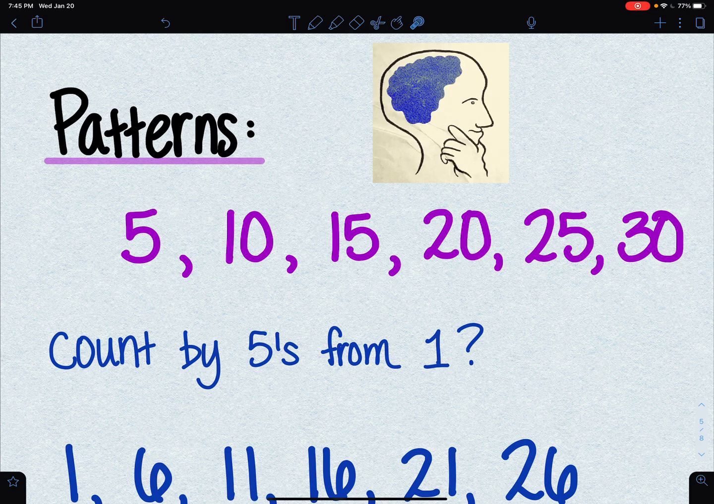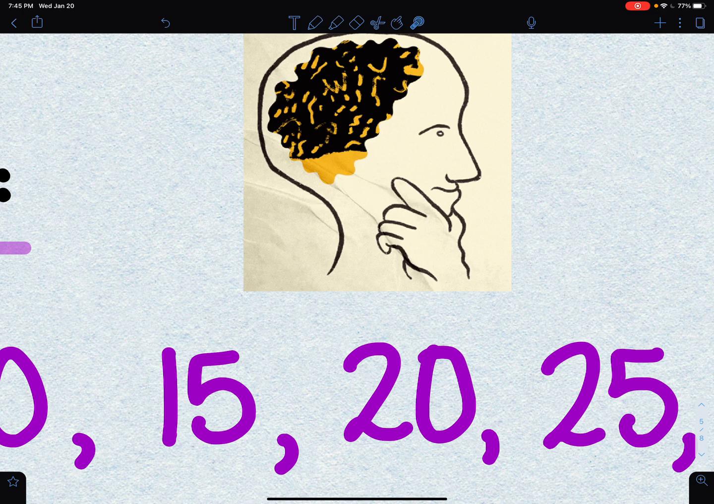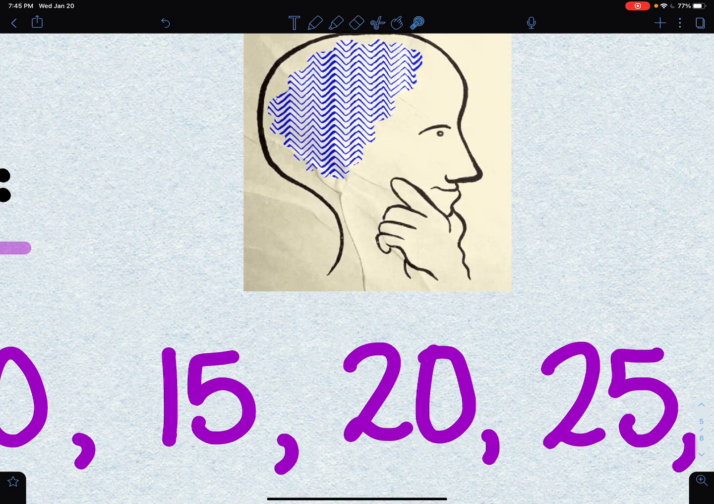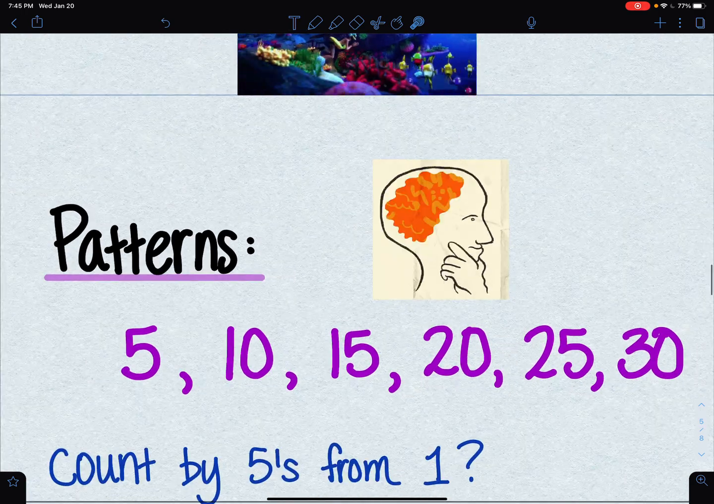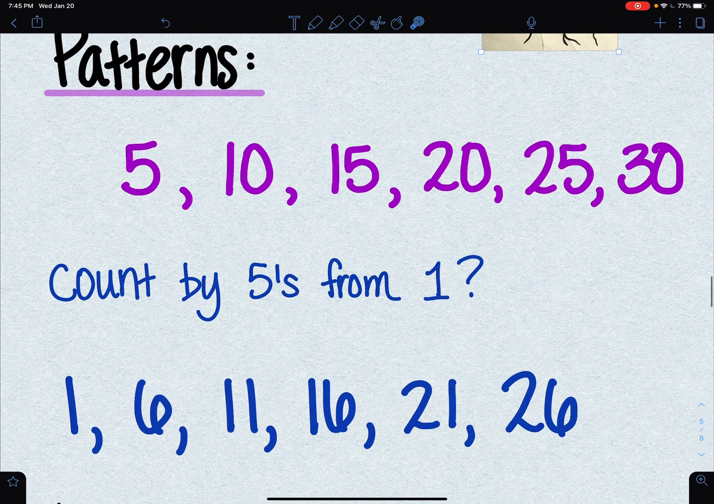All right, we are going to move on to patterns. And I put this little GIF here because this guy is seeing patterns in his brain. Our brains can recognize patterns. So this is going to be, you're going to get this for sure. I'm going to move that out of the way though because it's kind of distracting.